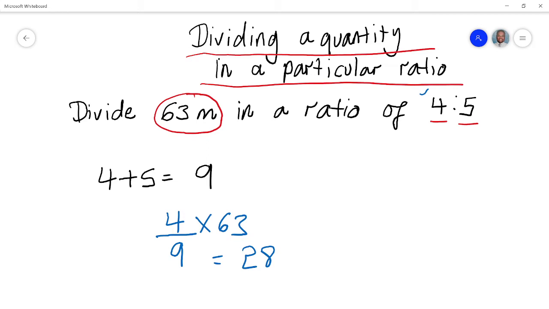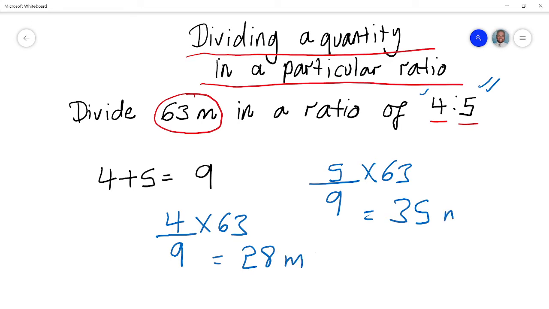All right, so I'll put a single tick. Now let's look at the share of 5, and that's going to be a double tick. So that's going to be 5 divided by 9 times 63, and that's going to be 35. All right, so what that means is you've got the 63 meters that's divided in the ratio 4:5. The fourth point of the ratio is going to give you 28 meters, and the fifth is going to give you 35 meters. And when you add 28 and 35, you're going to get your total number of 63.